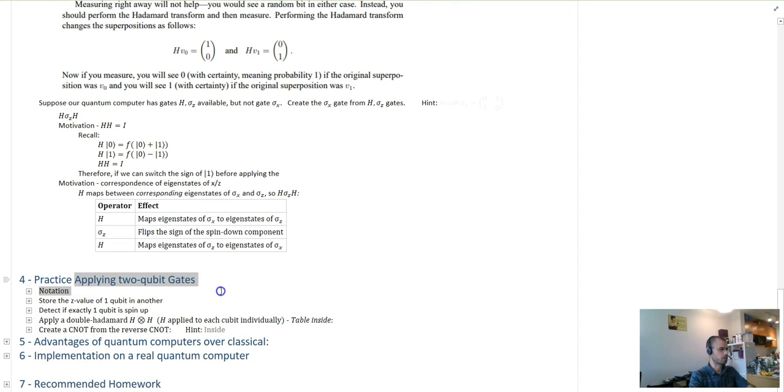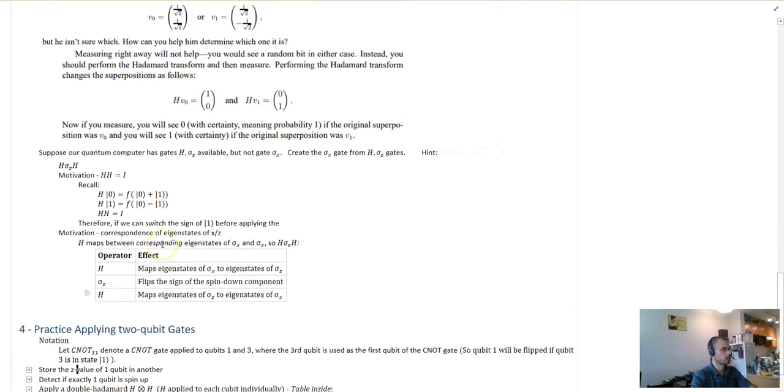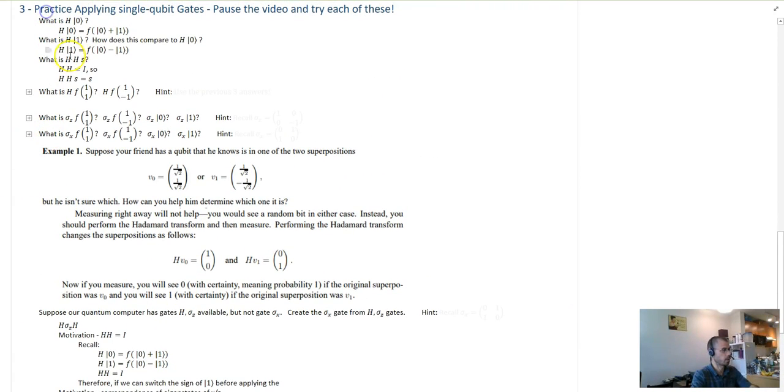All right, so we're going to apply some 2-qubit gates mixed with a few single qubit gates to get some stuff done. Now when we have a 2-qubit gate, we need to specify which 2 qubits it's acting on. With a controlled NOT, there's the control qubit, which here would be qubit 3, and then there's the qubit being acted on, which here is qubit 1. So this is how I denote a controlled NOT applied to qubit 1, where qubit 3 is the control.